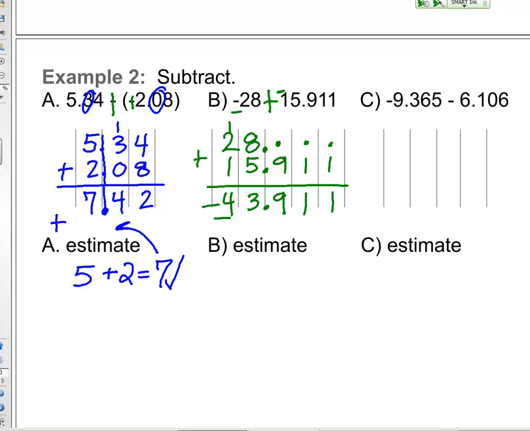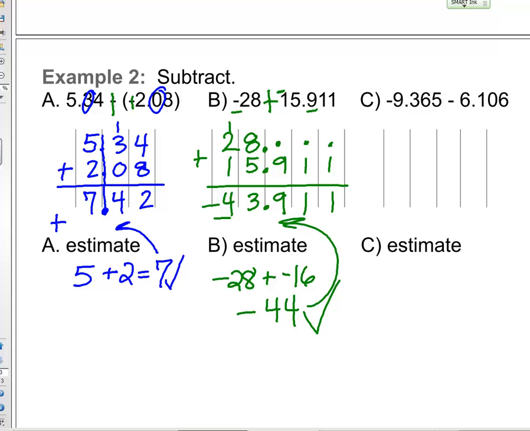Let's check. We had a negative 28. Doesn't need to be rounded because it's already whole. Plus a negative 15, and this 9 tells us to round up to negative 16. Panthers, we have more negatives. The signs are the same, so we add 28 and 16, and you get an answer of negative 44. Are these pretty close? You betcha.